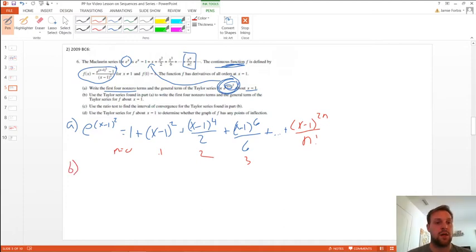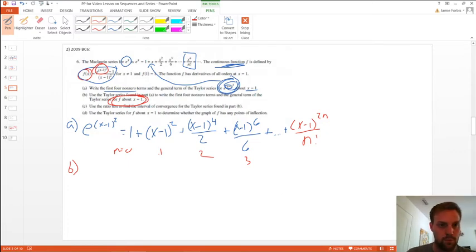All right, B. B says, use the Taylor series found in part A to write the first 4 non-zero terms and the general term of the Taylor series for f about x equals 1. We got the Taylor series in part A. What you notice is in f we already have that first portion right there. We already have that value, we built that in A. Now to build f, all we've got to do is subtract 1 and divide by (x minus 1) squared.